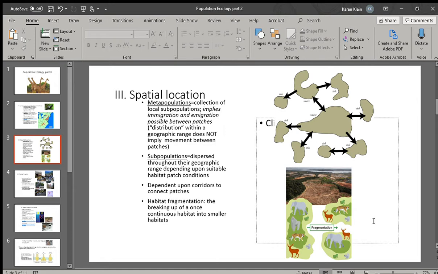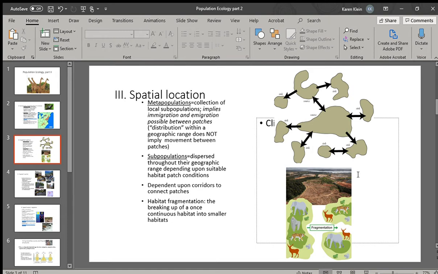If you have a contiguous population and you fragment their habitat, you wind up with little habitat patches. And when you have these patches of habitat and individuals of a population going from one patch to another patch, you have migration occur. We refer to that entire complex as a metapopulation, and these little habitat patches are referred to as subpopulations.